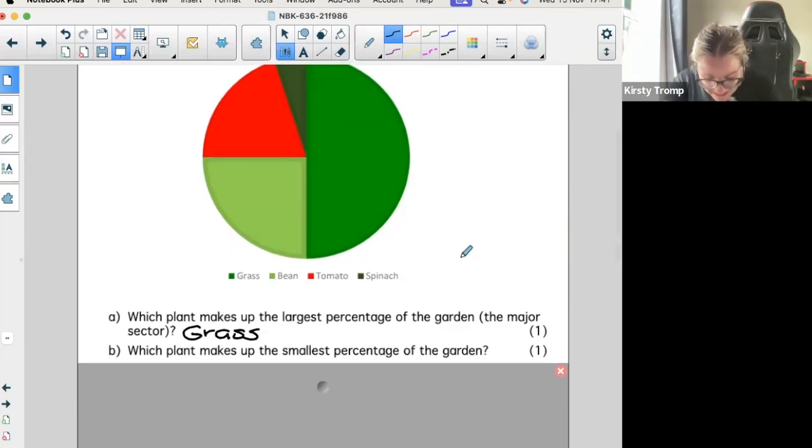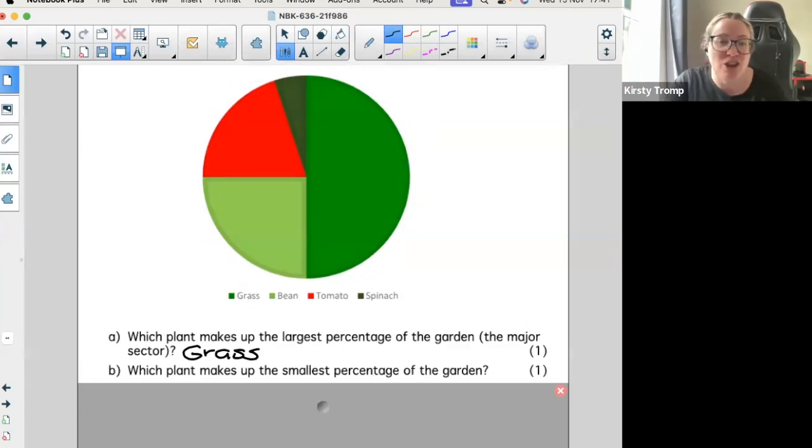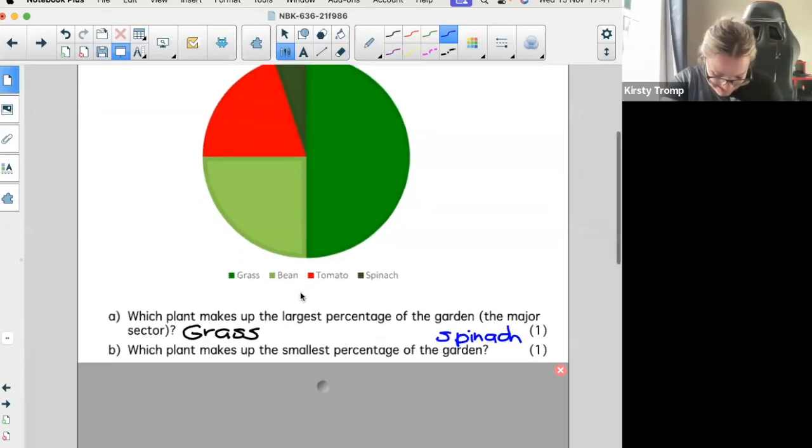Which plant makes up the smallest percentage of the garden? It's the one that most of you don't like to eat as well. Lejo, talk to me. Which one makes up the smallest percentage? Spinach. Well done. Do you like spinach? Not really. I don't think most people like spinach. Thanks, Lejo.